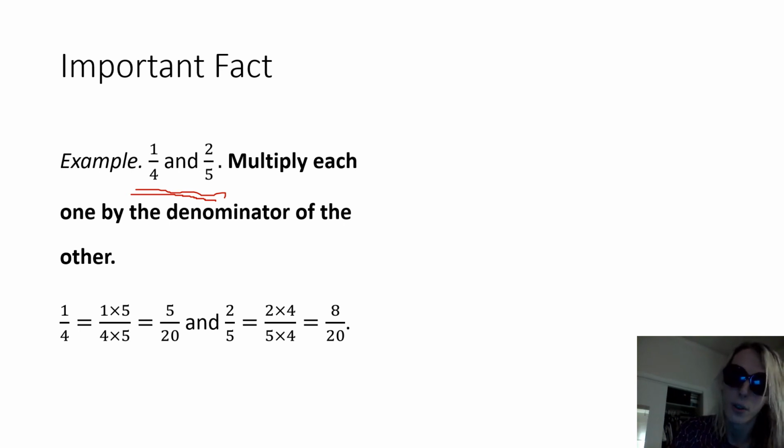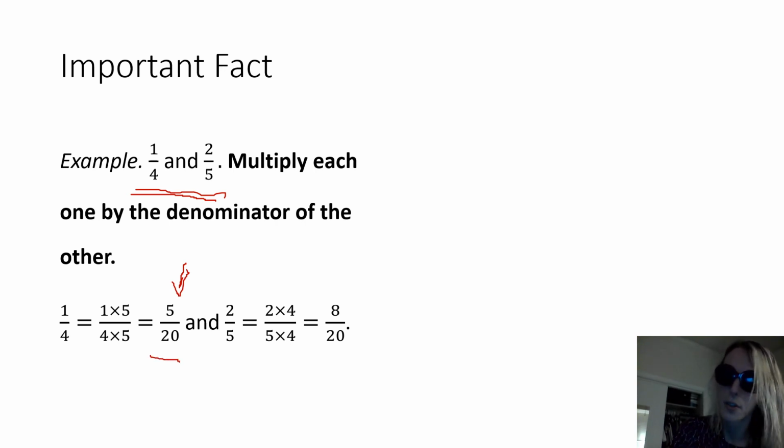The fractions are 1/4 and 2/5. So 1/4, we want to multiply top and bottom by the denominator of the other. So we multiply top and bottom of 1/4 by 5. 5 is the denominator of the other fraction. So 1 times 5 is 5. 4 times 5 is 20. So 1/4 is equivalent to 5/20.